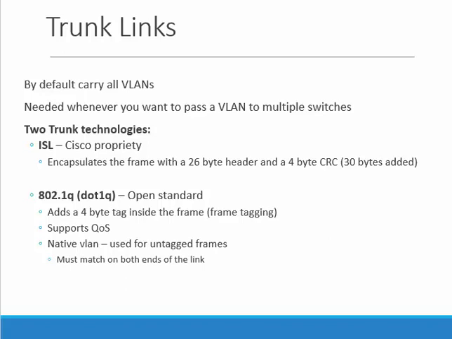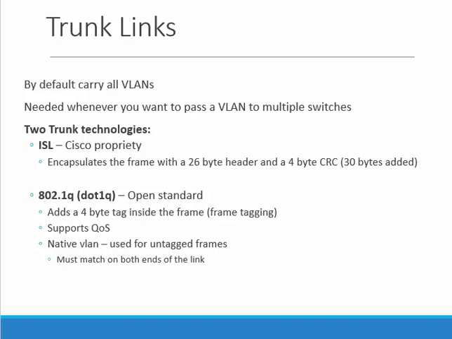.1q adds a 4-byte tag inside the frame. So in general we would refer to ISL as encapsulation, because it adds the 2 tags and keeps the frame. Whereas with 802.1q, for all traffic coming from a VLAN, or for all tagged traffic, it will add a 4-byte tag inside the frame. So we call that frame tagging. 802.1q supports quality of service, because within that tag, there are some bits available for us to signify quality of service needs. It's outside the scope of what we're doing here, but I want you to know about it.